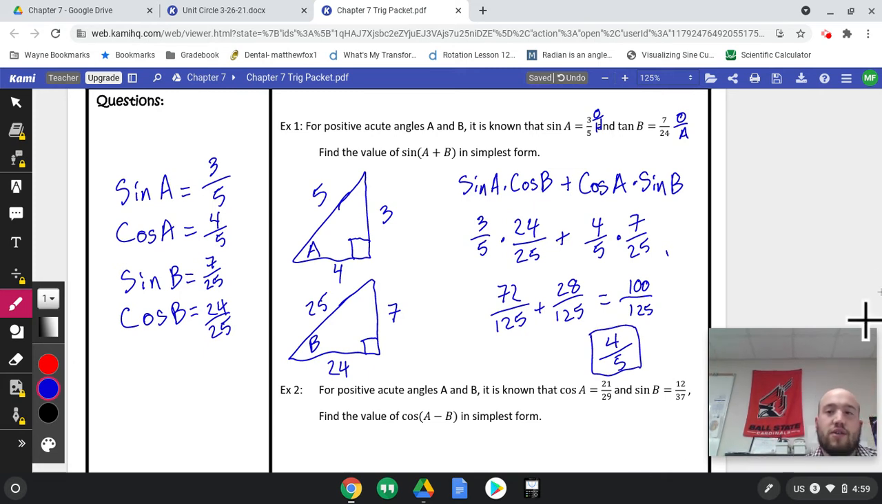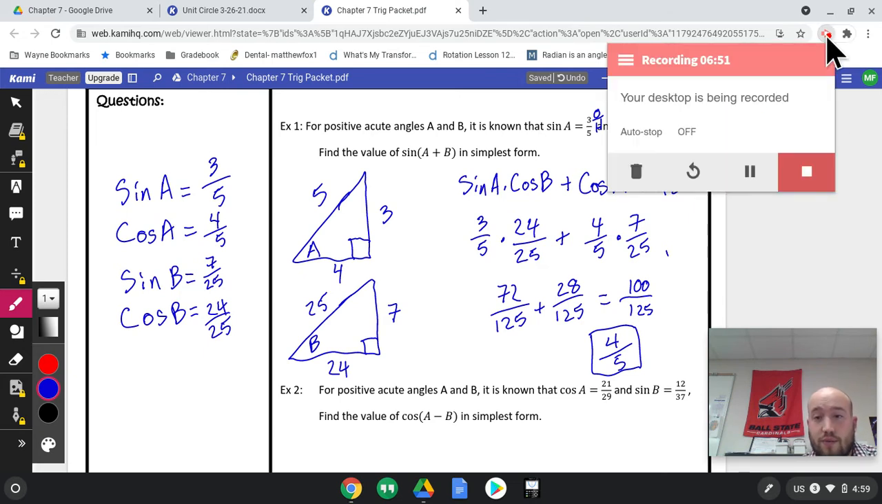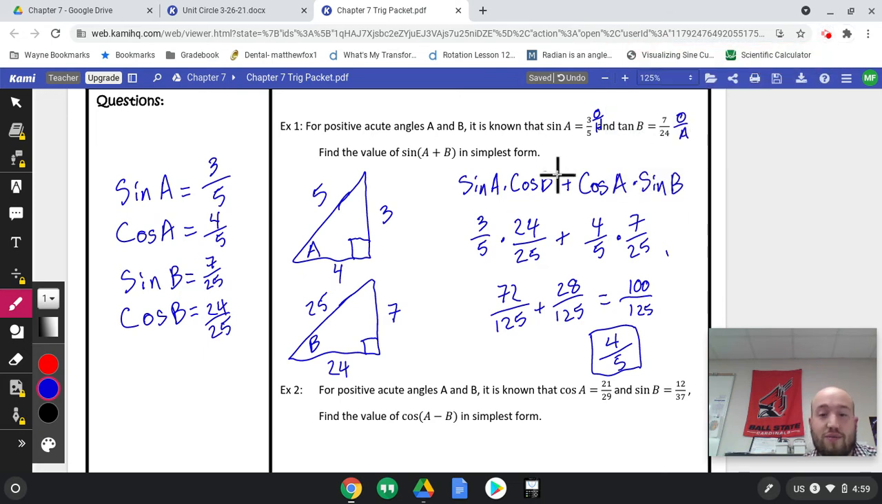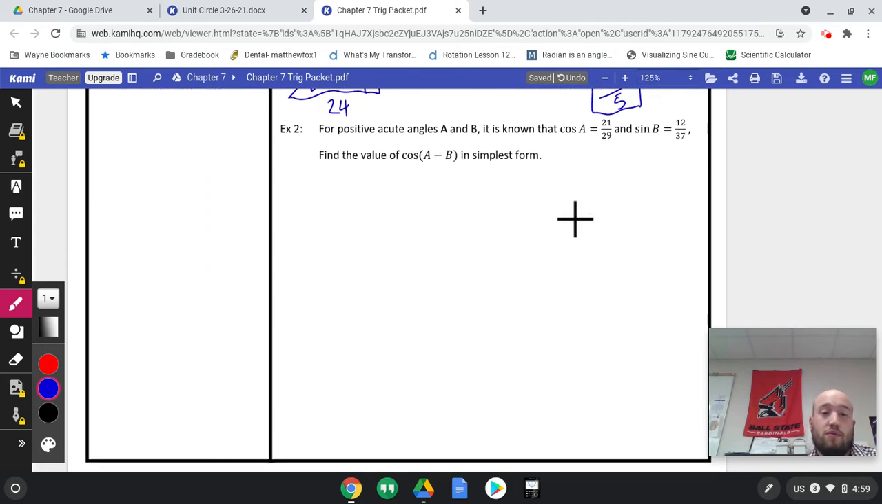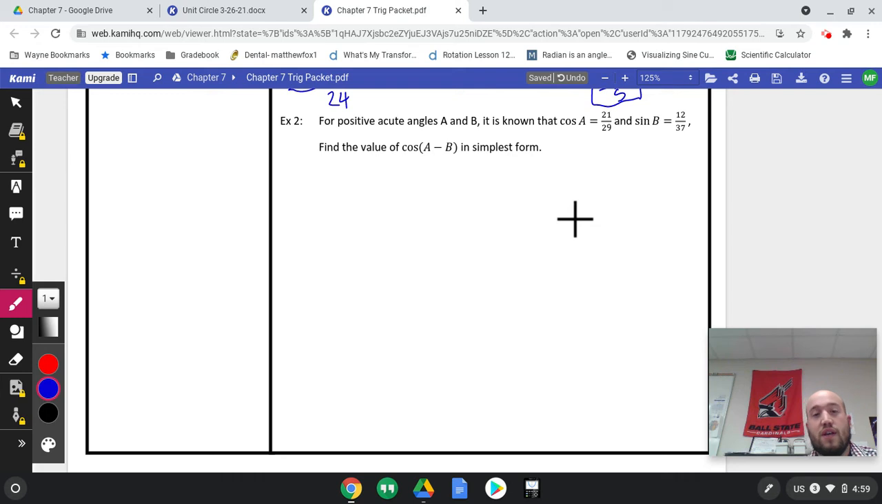Okay, so I know that problem took a little bit of time. If we look at our clock, we're already almost 7 minutes in. These problems do take a little bit of time. For the homework you only have to do 4 total, and tomorrow's a catch-up day to make up some lost time.